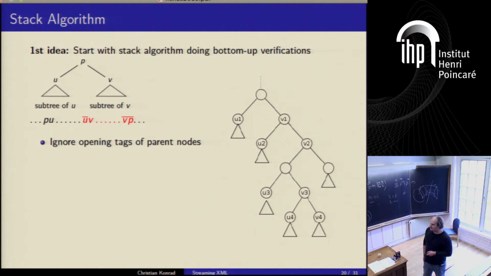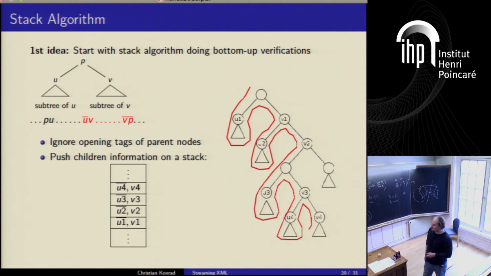We will simply ignore always this first opening tag that we see here. We will always do basically bottom-up verifications. We store this U bar V and wait until we see this P bar in the end. So what will happen is, well, let's take a stack. We go down this tree, and every time we see U1 bar, V1, we put it in the stack. Here we see U2 bar, V2, put it in the stack, and we just accumulate all this information here in the stack.